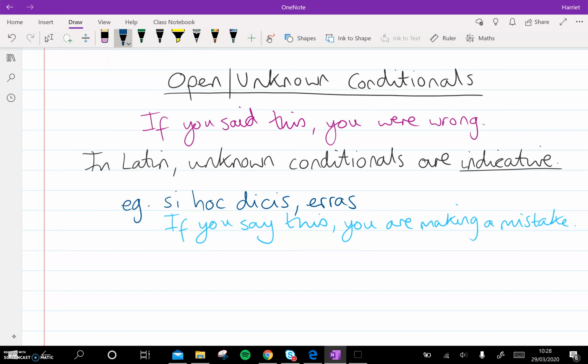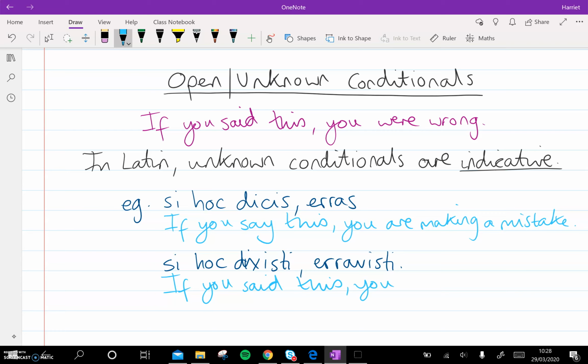A past tense one could be si hoc dixisti erravisti. So, very similar to my English example above. If you said this, you made a mistake. So these ones are pretty straightforward because they're tense by sense. You just translate them as they are. There's nothing weird going on with the tenses.